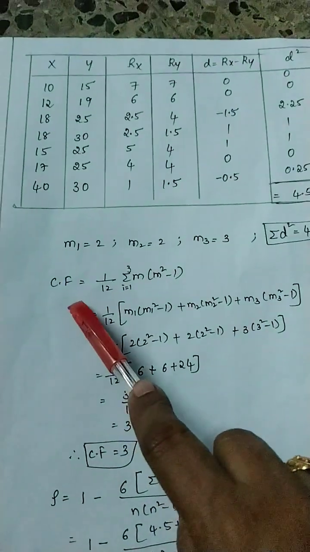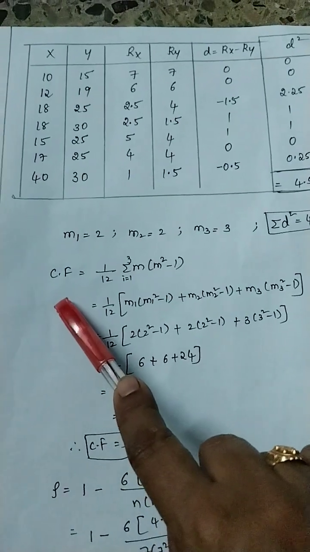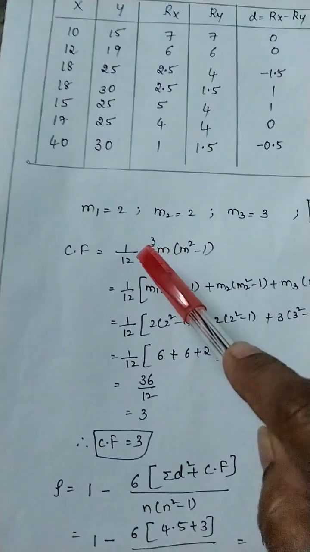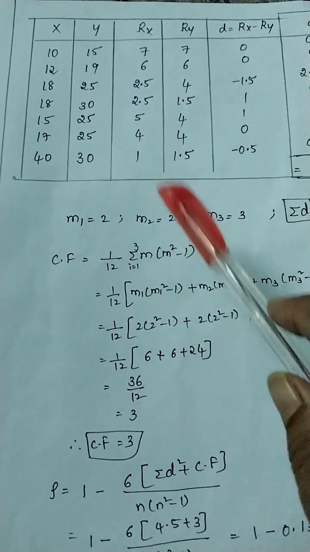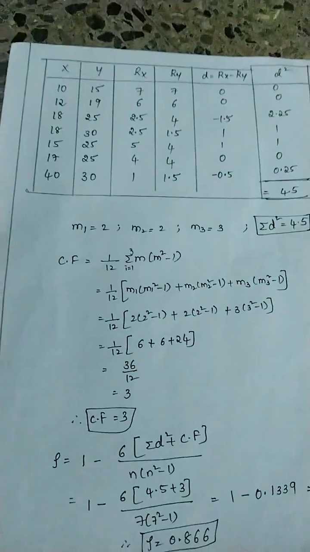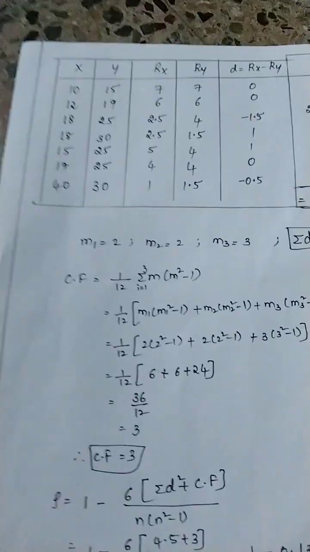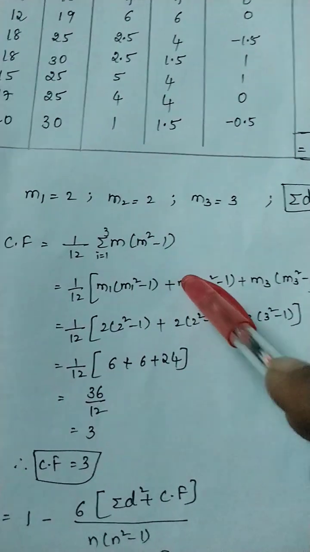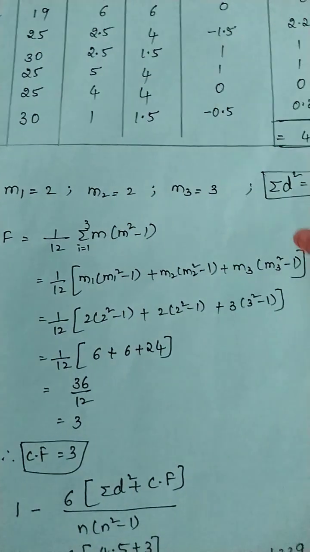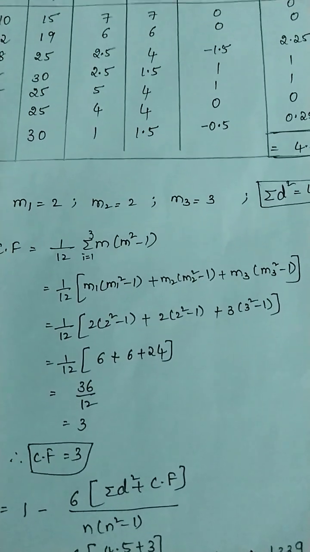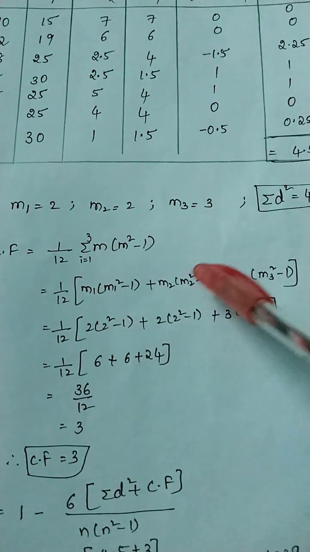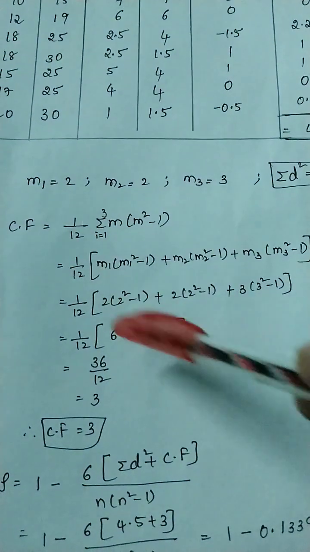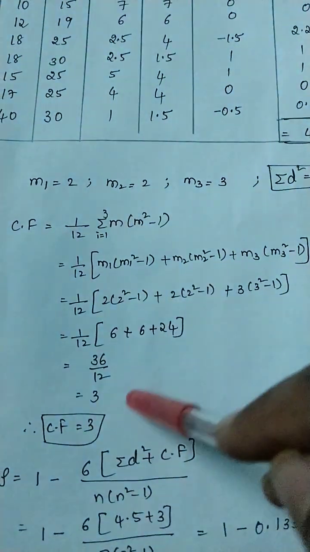Now we are going to find out the correction factor, where the correction factor is equal to 1 by 12 into summation m into m square minus 1. Why are we supposed to take i equal to 1, 2, 3? Here the value of ranks repeated gives m1, m2 and m3. That's why you get m1 into m1 square minus 1 plus m2 into m2 square minus 1 plus m3 into m3 square minus 1. Where m1 is equal to 2, m2 is equal to 2 and m3 is equal to 3. By simplifying this, you are going to get the correction factor as 3.